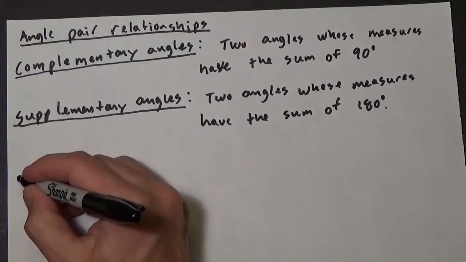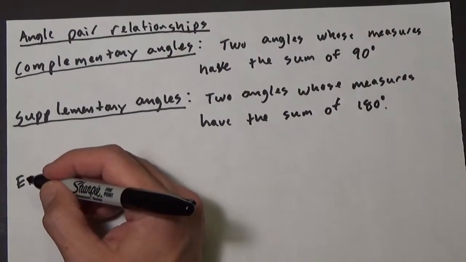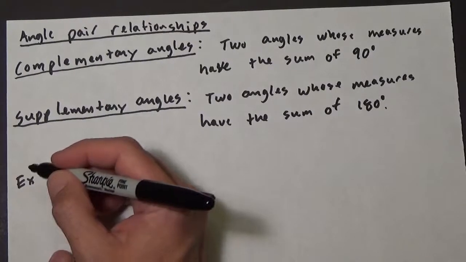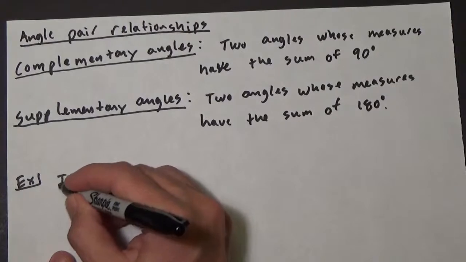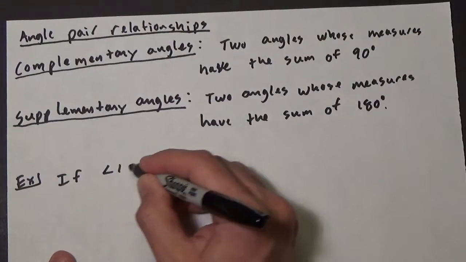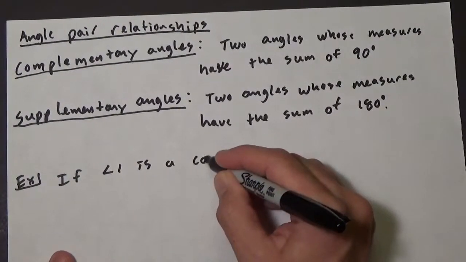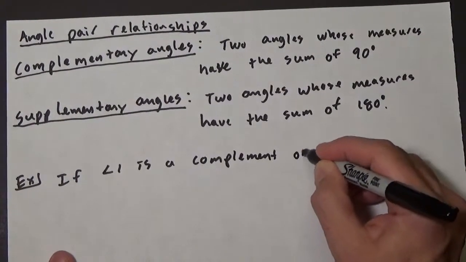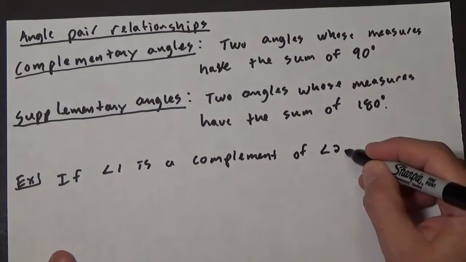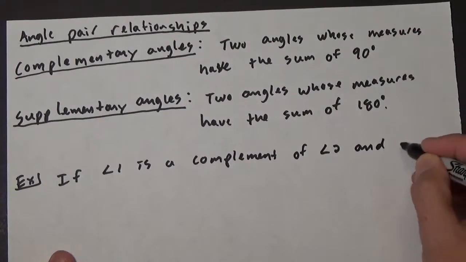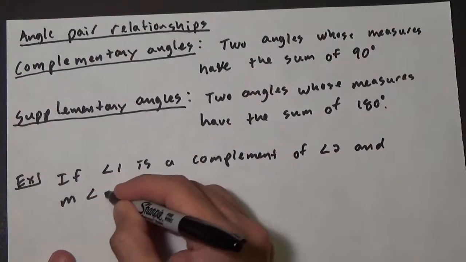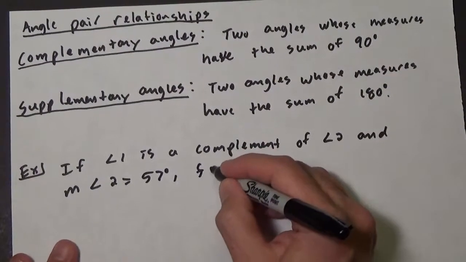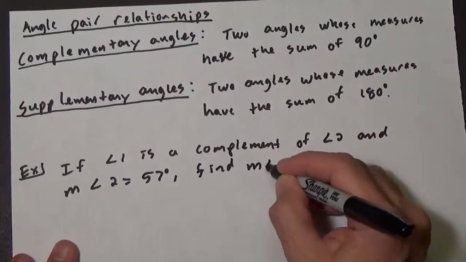Okay, so let's look at some examples of using this. And so the first example would be: if angle 1 is a complement of angle 2 and the measure of angle 2 equals 57 degrees, find the measure of angle 1.